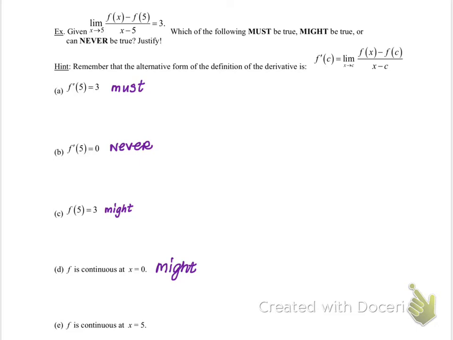And finally, f is continuous at x equals 5. In order for something to be differentiable, it must be continuous at that point. Okay. Let me double check. I think I am done. Yay!